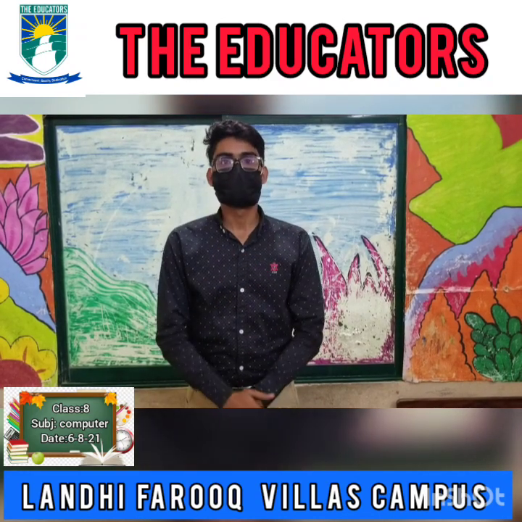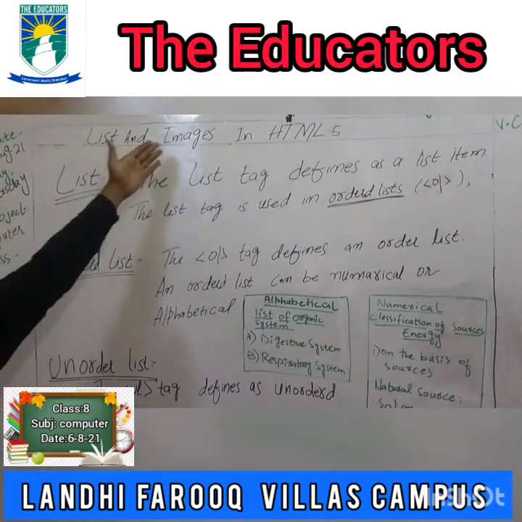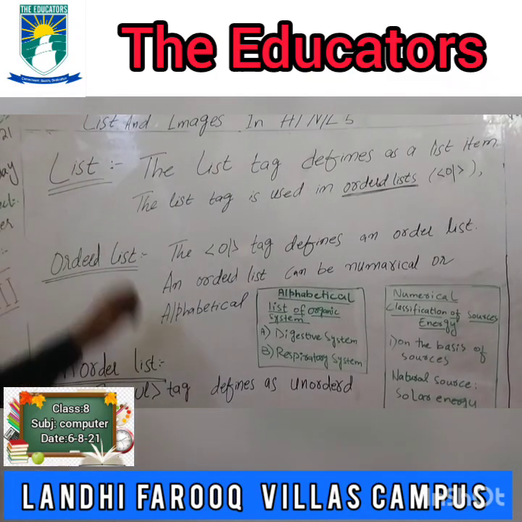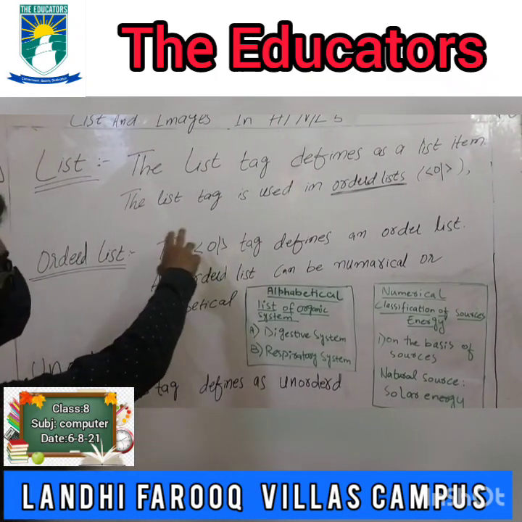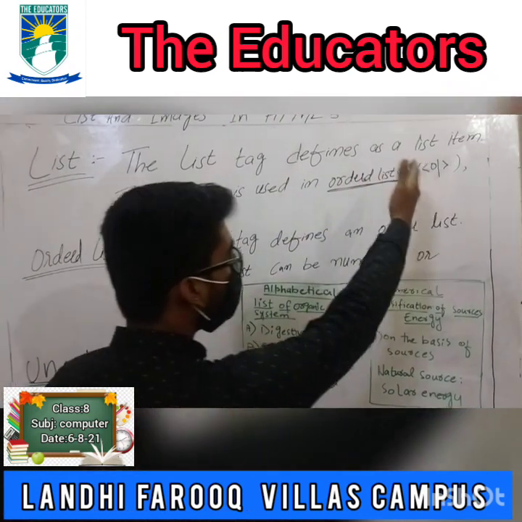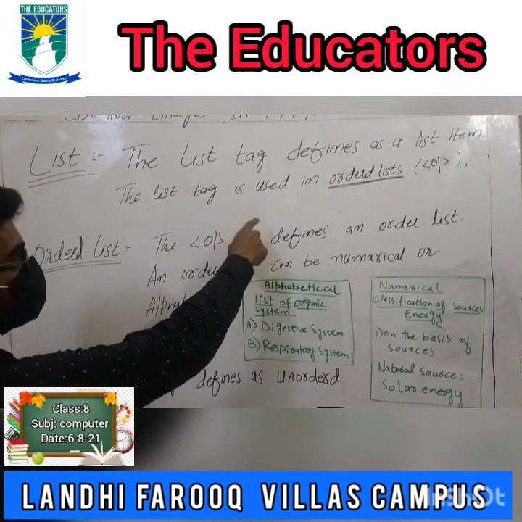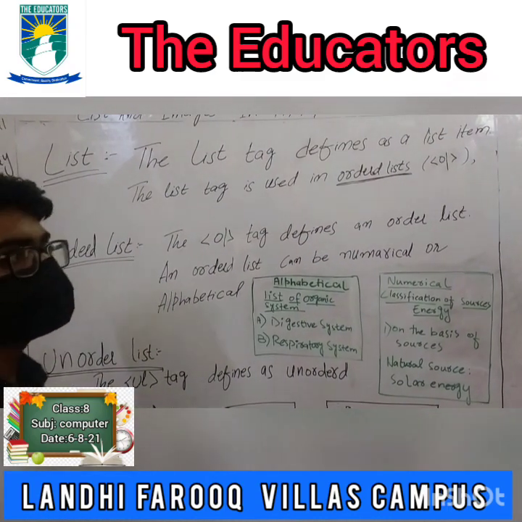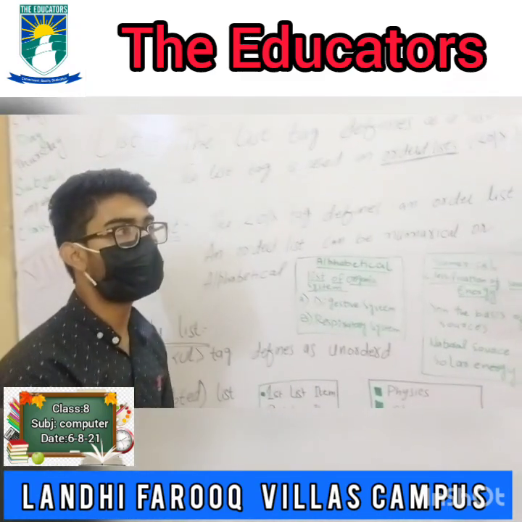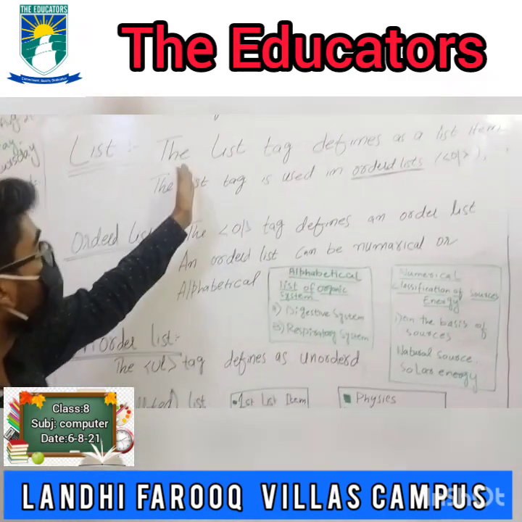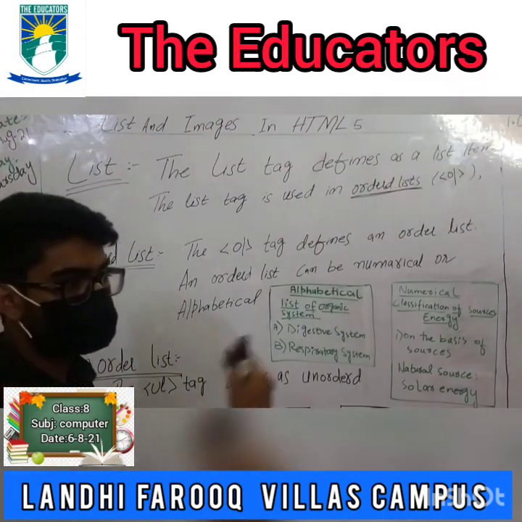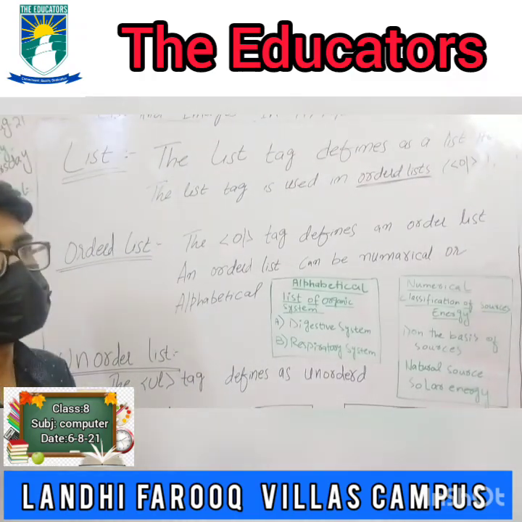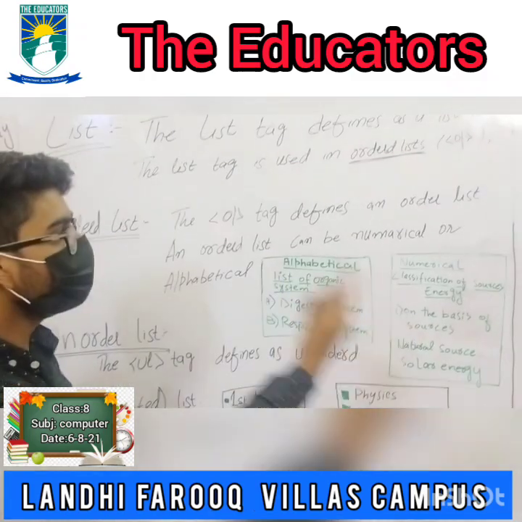Chapter 3 is Lists and Images in HTML5, and our topic is list. We define the list. The list tag is defined as a list item, and it is used for ordered lists and unordered lists. Basically, the purpose of a list is that items are connected with numbers and then names.